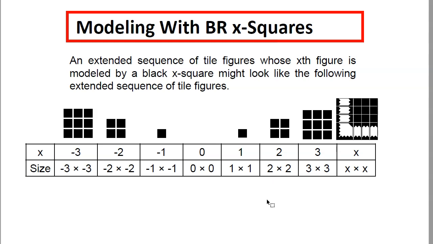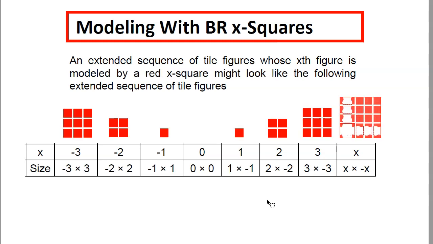And when you look at figure negative 1, it's a negative 1 times a negative 1 array to have it be black, and figure negative 2 is a negative 2 times a negative 2 array of black tiles. In a similar way, we can model a sequence that would be all red squares and would be modeled with a red X square.